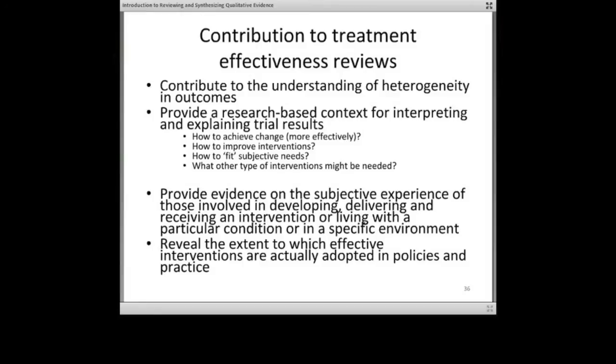So it provides evidence on subjective experiences of those involved in developing, delivering, receiving interventions, or even living with a particular condition or in a specific vulnerable environment, for example. It can also reveal the extent to which effective interventions are actually adopted in policy and practice. It engages a lot with questions related to implementation.